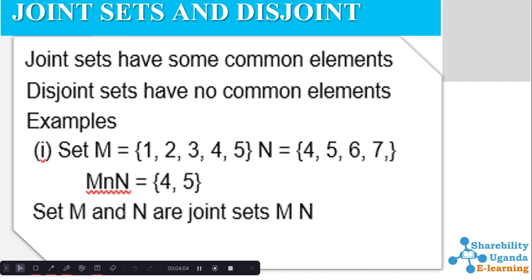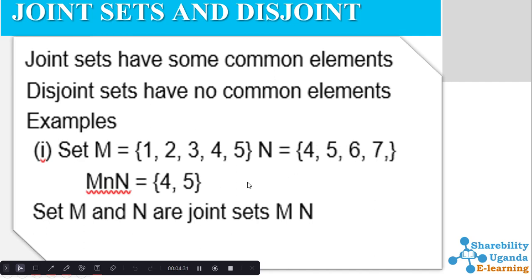In these sets that we have been given, we have our set M with the members. These are the members as you're seeing: 1, 2, 3, 4, and 5. Then also here we have another set of ours, which is having members: 4, 5, 6, 7.